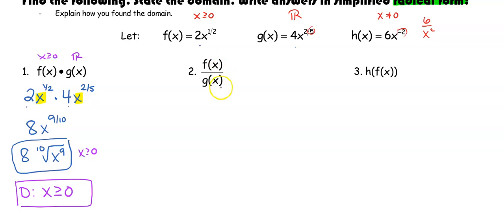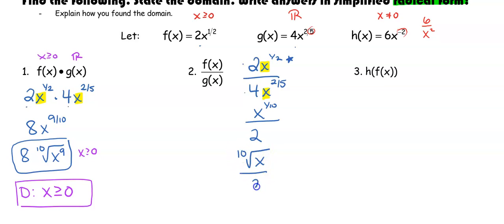Next one, we have f of x divided by g of x, 2x to the 1/2 divided by 4x to the 2/5. So we're dividing those like bases. 2 over 4, that's just a fraction that reduces down to 1/2. We have 1/2 and 2/5, that same base, which means we're going to subtract the exponents. Who's bigger? The top is bigger, so 1/2 minus 2/5 is going to give us 1/10. So this becomes the 10th root of x all over 2.